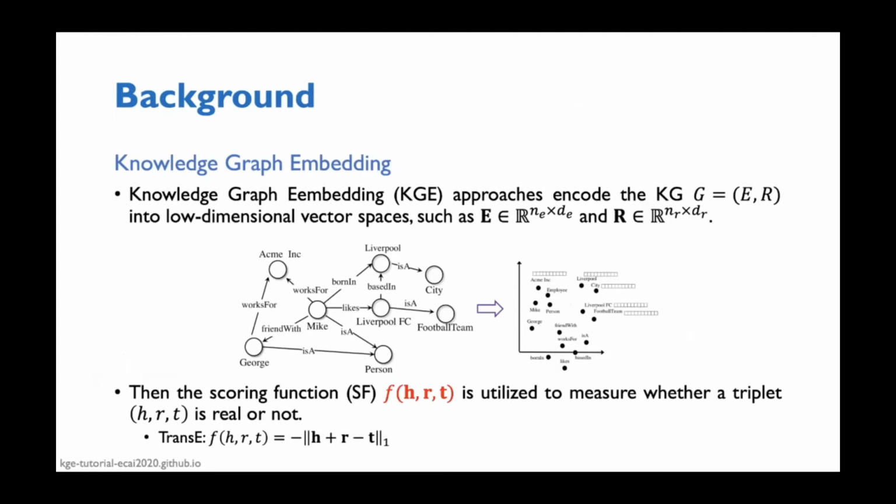Recently, embedding approaches have been developed as a promising method to tackle this task. Knowledge graph embedding approaches encode the knowledge graph into low-dimensional vector spaces, such as entity embeddings E and relation embeddings R. Then a scoring function, f(h, r, t), is utilized to measure whether a triplet is real or not. Here is a scoring function example from the TransE technique.